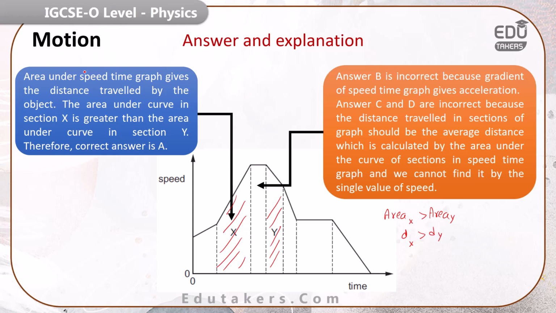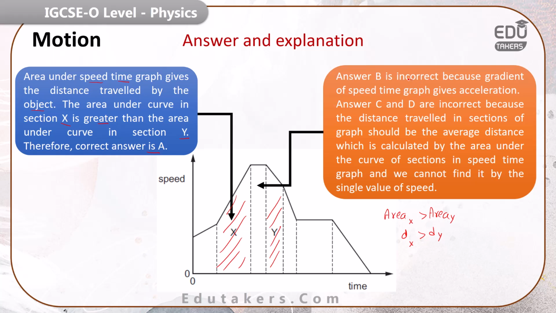It is basically given here. The area under a speed time graph gives the distance traveled by the object. The area under the curve in section x is greater than the area under the curve in section y. That's why the correct answer is A, which is showing that the area under section x is larger than y, because the distance traveled by the object in section x is larger than y.